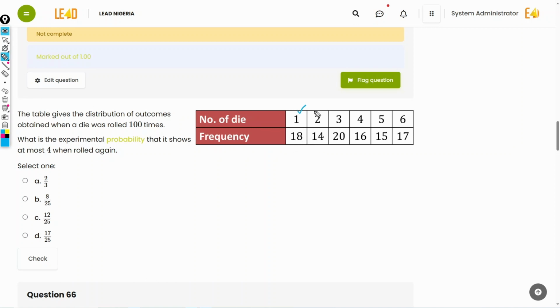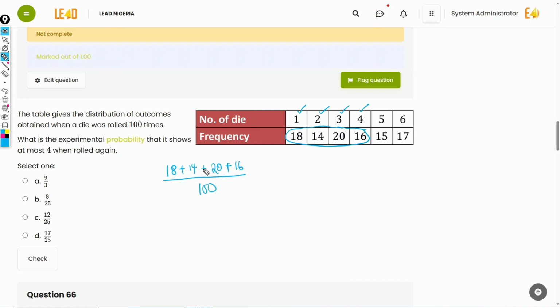So that would mean here, here, here, here. The total number of outcomes that falls in that category would be 18 plus 14 plus 20 plus 16, out of the total of 100 times, right? So let's calculate that.